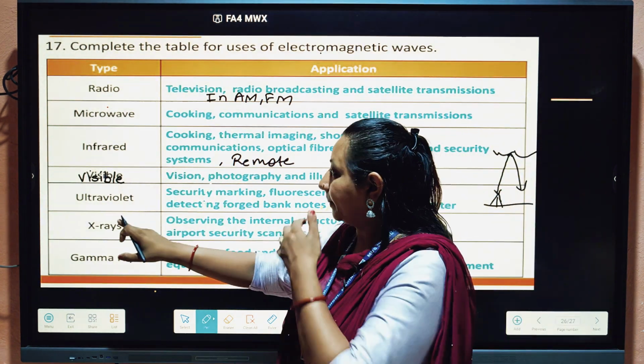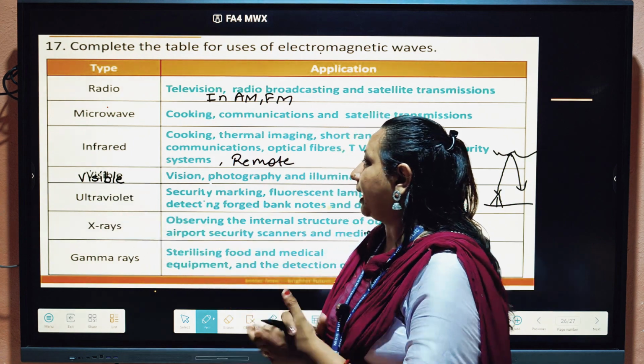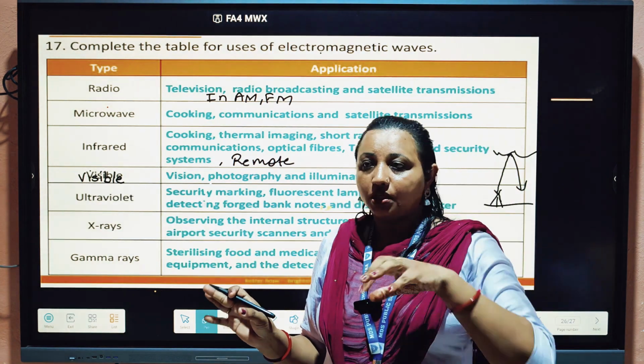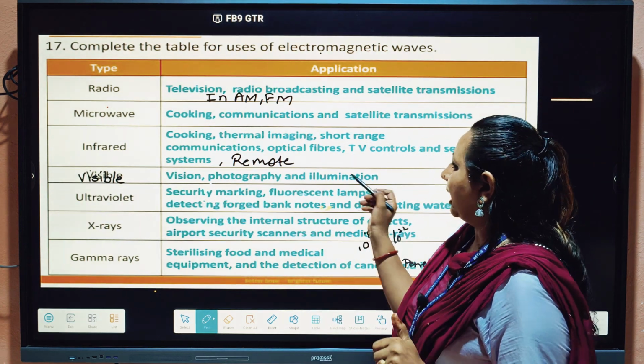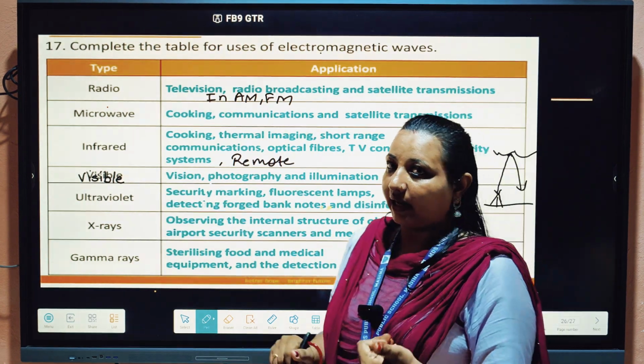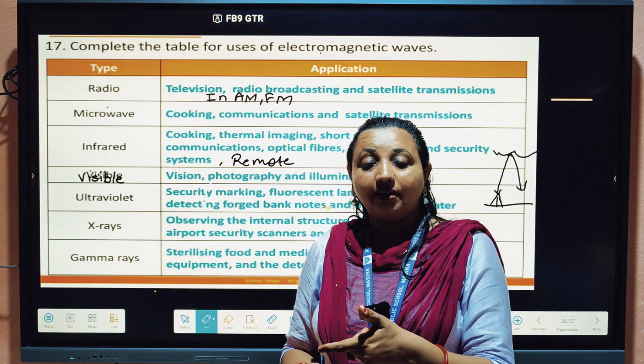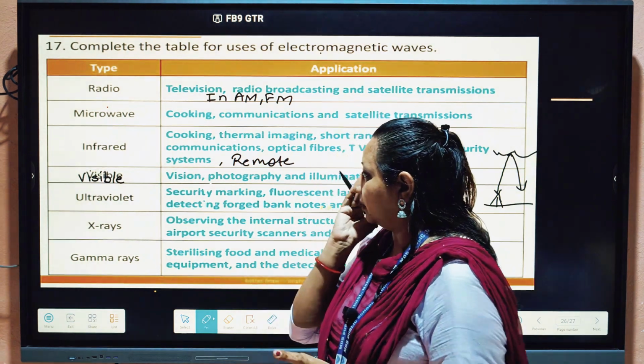Next we have visible light rays. Visible light rays, we use to see the things around us, for vision, photography and illumination. What is the wavelength? They range from 400 nanometers to 700 nanometers.